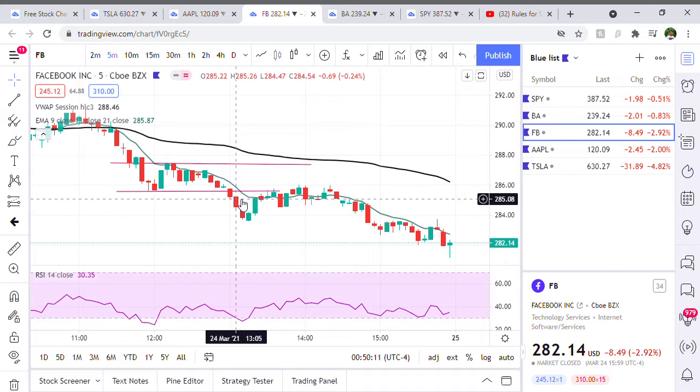You entered when Facebook was 285.45. Now Facebook is at 284.47. Entered at 285.45, now it is 284.47. In 5 minutes you are done. You got $1. You got the complete delta. That will be around 35 to 40 cents. That's it. You have to take that profit and exit.